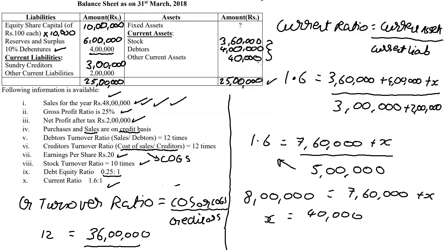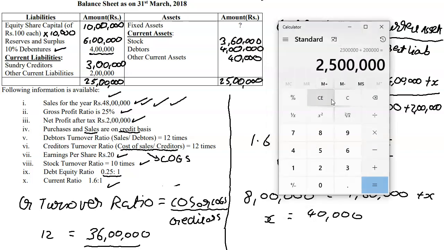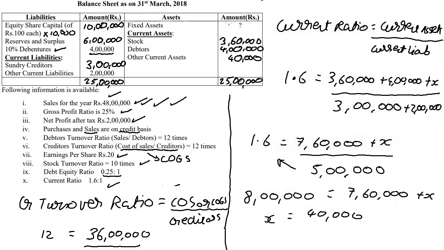I have everybody else, and now I can subtract upwards to get myself fixed assets. So 25 lakhs minus 40,000 minus 4 lakhs minus 3,60,000 gives me 17 lakhs. So 17 lakhs. And with that, we are done with this question.